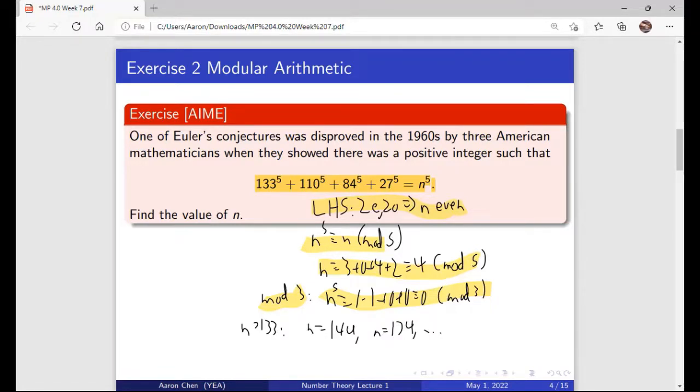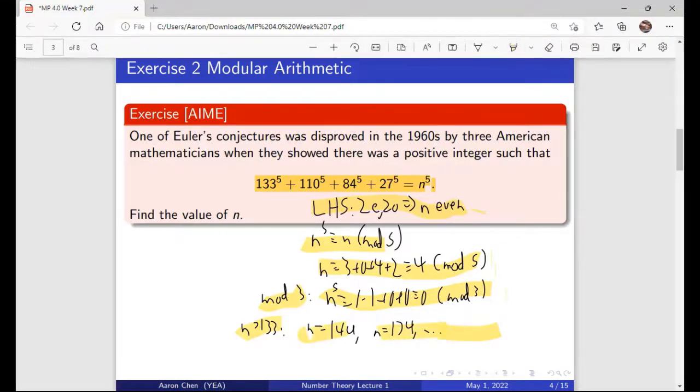So yeah, in this case you have that n is 0 mod 2, 4 mod 5, and 0 mod 3. And so that just means that n is 24 mod 30. And so clearly n is greater than 133. So n is equal to 144, n is equal to 174, and so on.